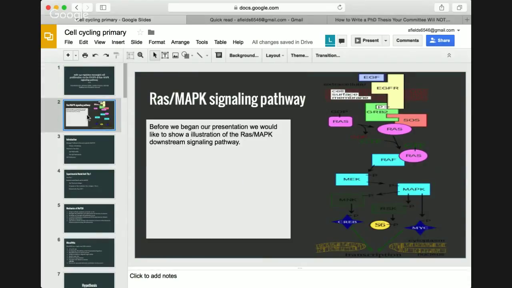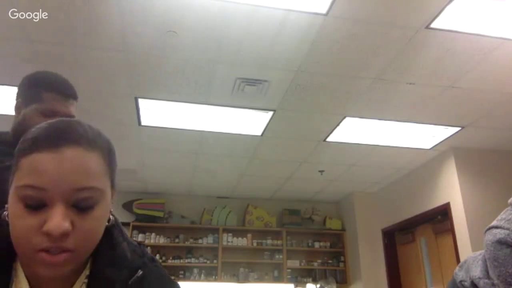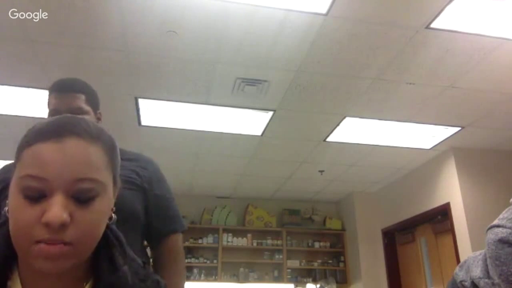Hello, I'm Shantara Stewart, and I'll be going over the RAS-MAPK signaling pathway. So first, if you're looking at the picture to your right, it's showing the epidermal growth factor, which is the EGF, that binds to the epidermal growth factor receptor, which would be the EGFR, which is the RTK receptor, tyrosine kinase, which is activating the tyrosine kinase activity. The growth factor receptor phosphorylates on the tyrosine residues. Then the growth factor receptor bound protein 2, which is the GRB2, is an adapter protein that binds to the phosphorylated tyrosine residue of the activated receptor.